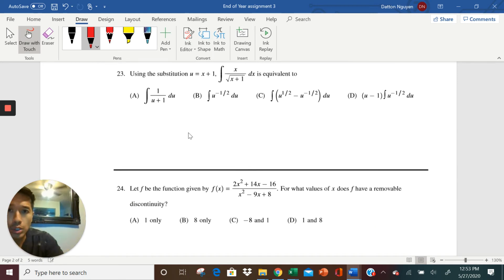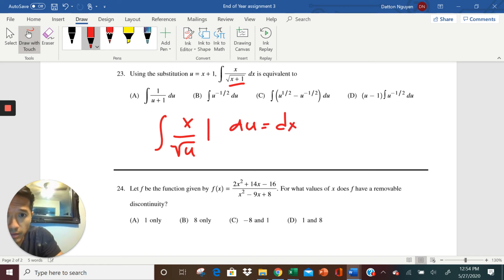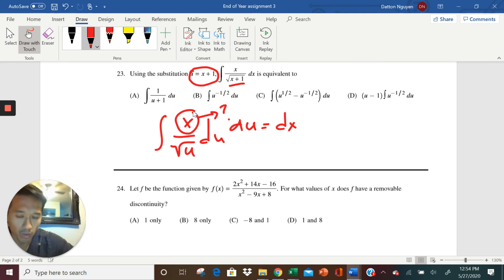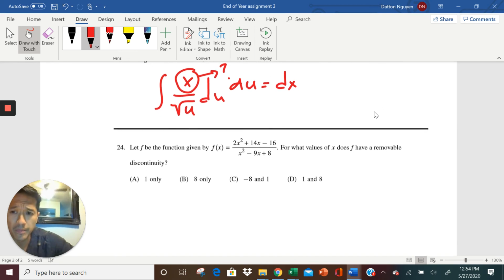Using substitution, u equals x plus 1. So that takes care of this right here. So your function will look like this: x over the square root of u. What is dx? Well, I have to take a derivative of u. So the derivative of u is just equal to dx. So I can replace that. What do I do with this x? Remember my substitution. Go ahead and solve for x, and now I have it in terms of u. It's a, b, c, or d. And notice they didn't solve for the integral. What is the equivalent?